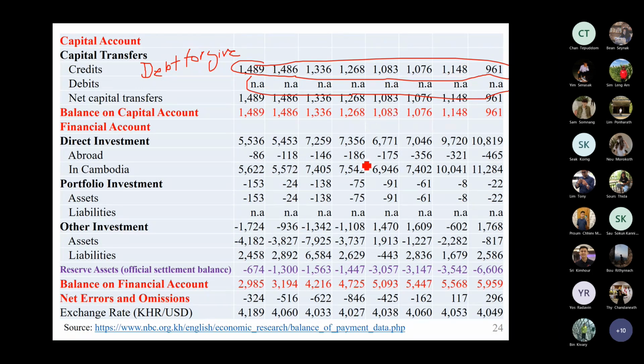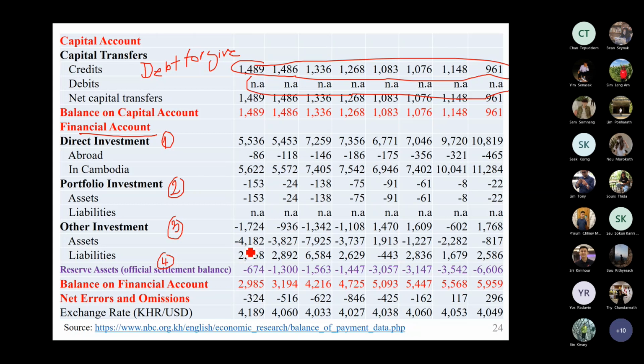The next account that I'm going to talk about is called the financial account. For Cambodia, the financial account has the direct investment, the portfolio investment, the other investment, and the official reserve account that we just talked about in the previous slide. So we have four big categories. Let's take a look at the direct investment.